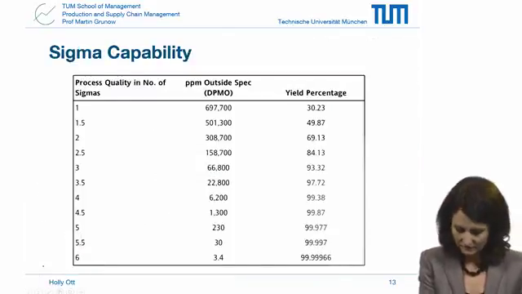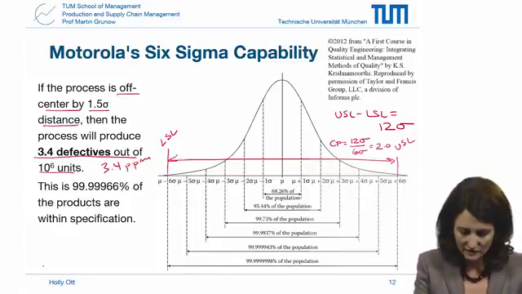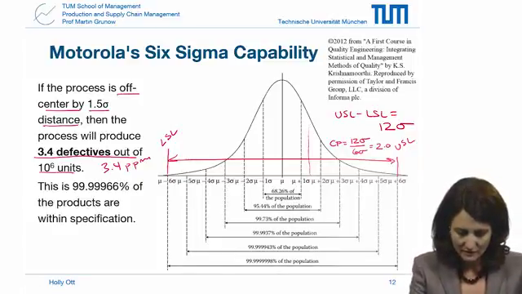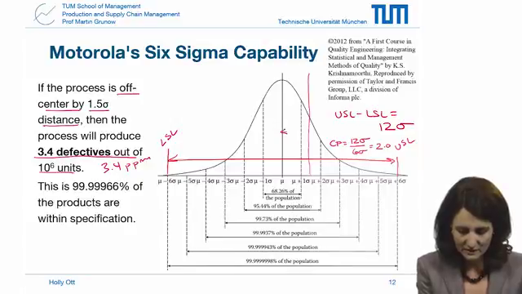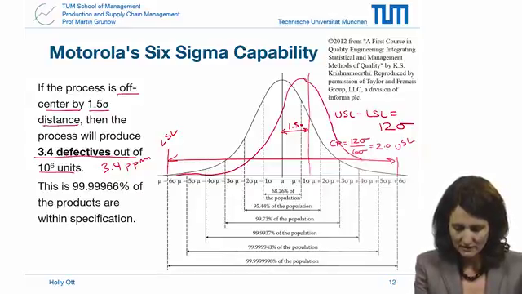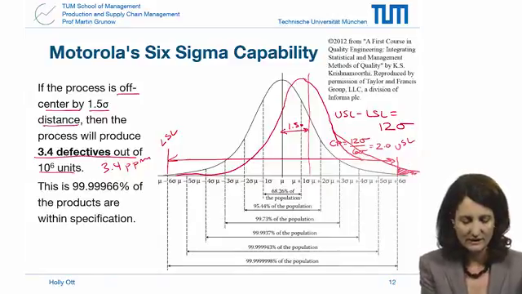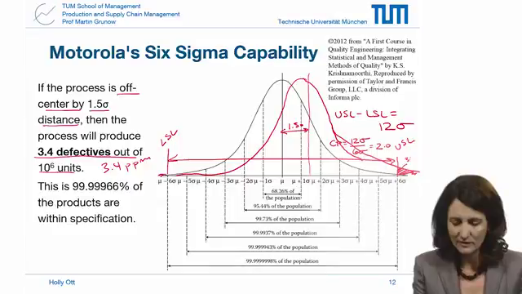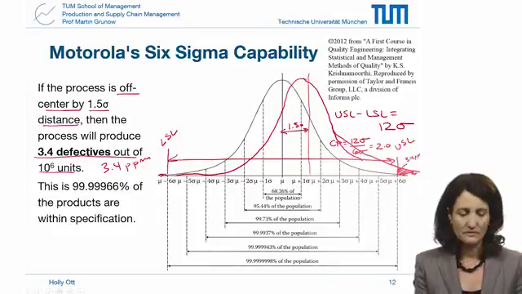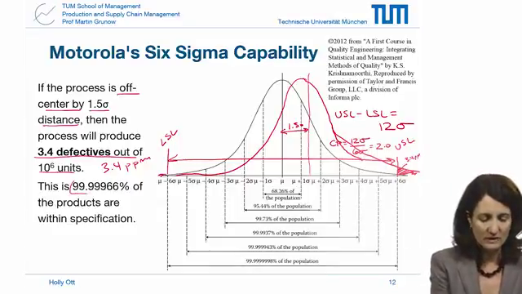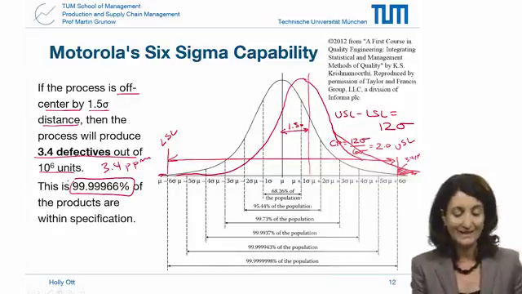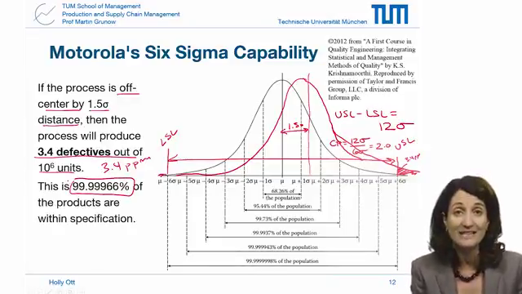Okay. If this drifts off, here's the 1.5 sigma shift. Now I want to basically draw the same curve. If this drifts off here, this is where you would see basically nothing out of spec, and here you get the 3.4 ppm. So this corresponds to a yield of 99.99966%, which are in spec.